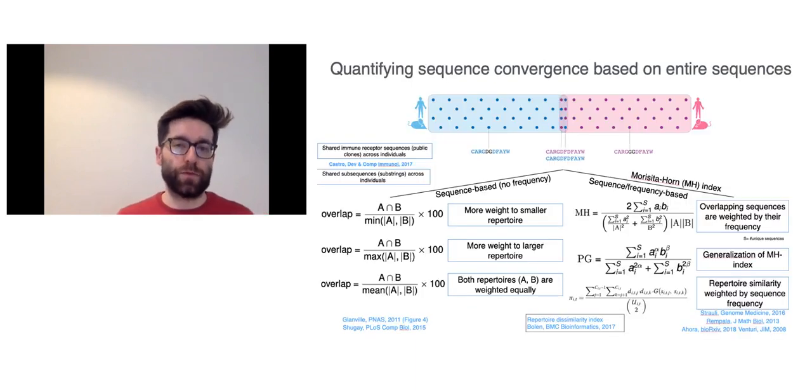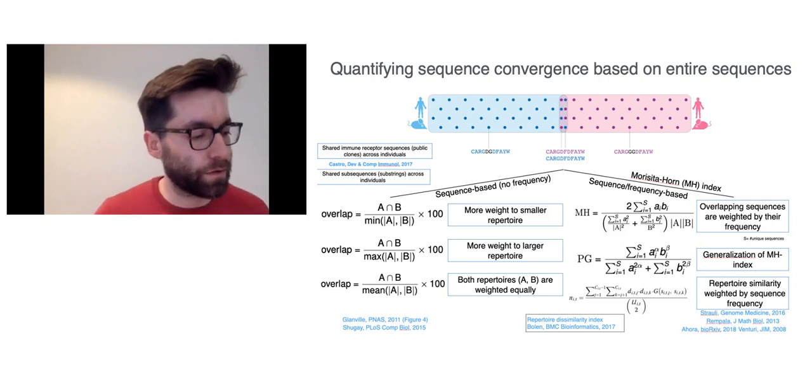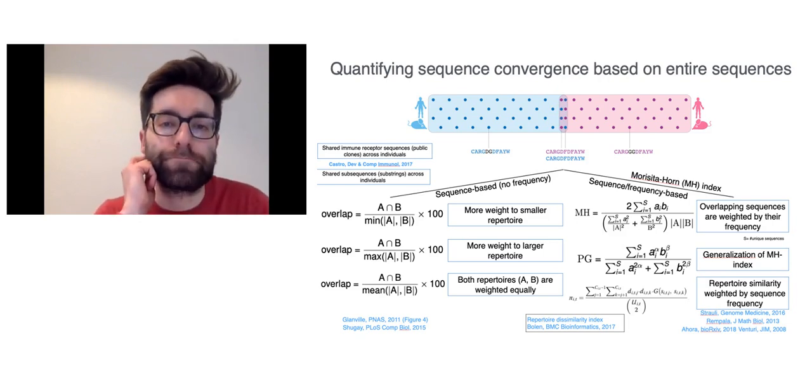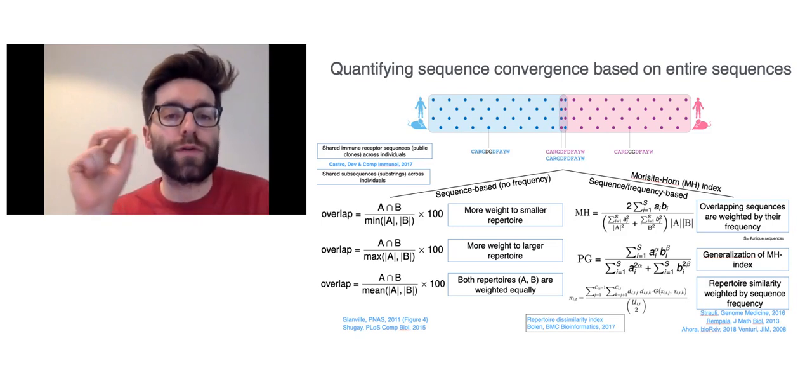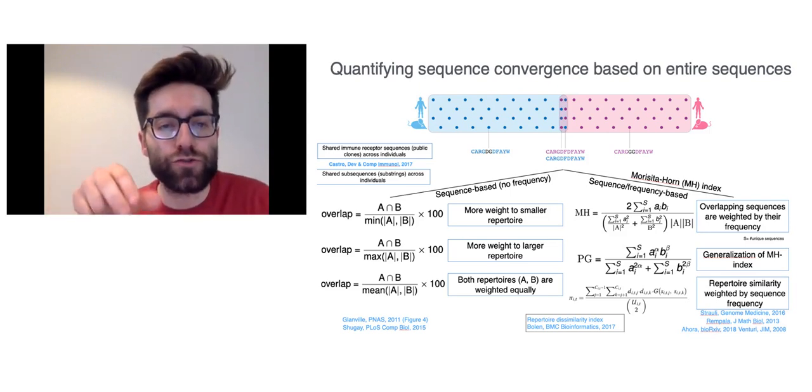So if we look at the clonal convergence, as I said, we can look either on the entire sequence level or on the subsequence level, which I showed there as the black letters, so this DG and this GG.